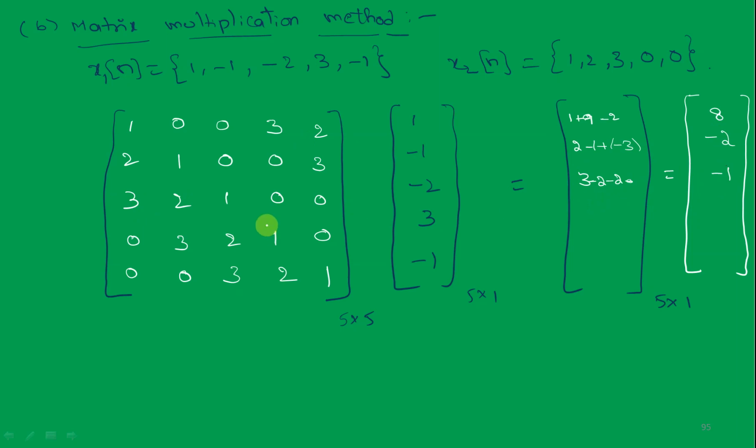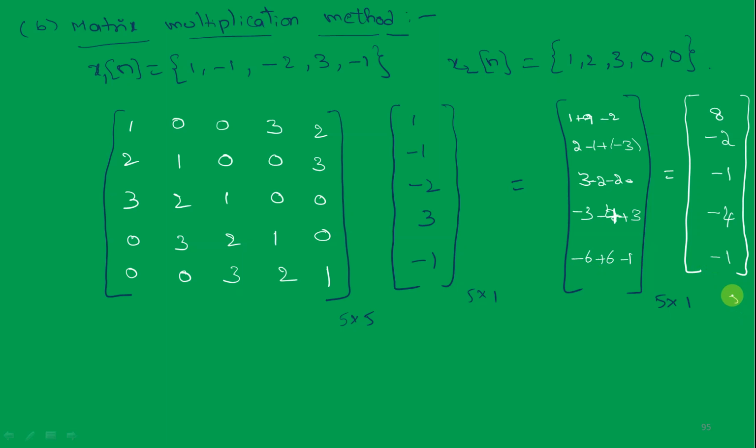Next one, 0 into 1 is 0, next 3 into minus 1 is minus 3, minus 2, next one is 3 plus 0, that means minus 2. Next, here 3 into minus 1 is minus 3, 2 into minus 2 is minus 4 here. Okay, right? So here it is minus 4. Now first 2 zeros, next 3 into minus 2 is minus 6, plus 2 into 3 is 6, minus 1. Now the answer is minus 1.